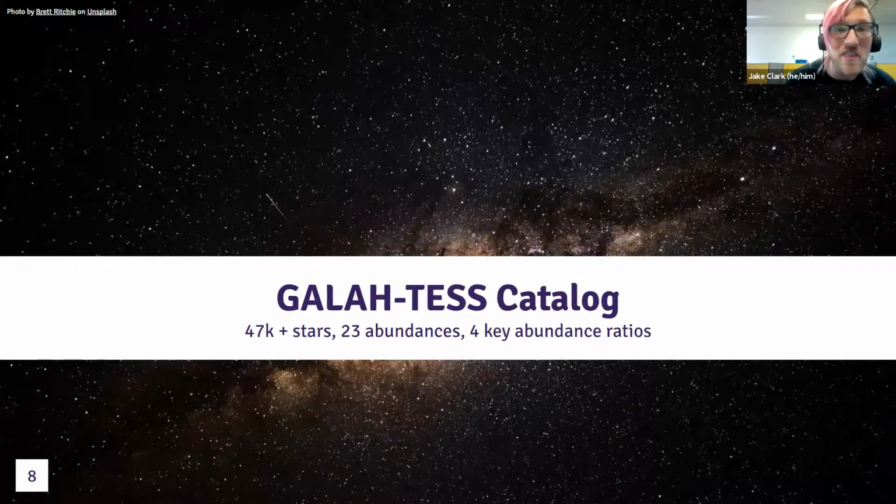So we have 47,000 stars that have both physical and chemical properties, along with 4 key abundance ratios that are needed to determine the composition of the planets that will be found around these stars.